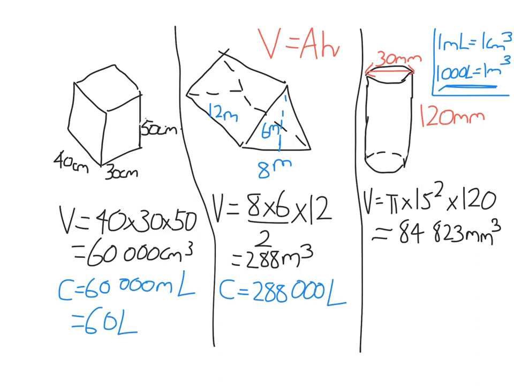Now think about it, if you had a triangular prism that was 12 meters deep and 6 meters high, that's huge. That's almost the size of a building. So we'd expect that it would hold heaps and heaps of liters of water. But let's look at this last one.